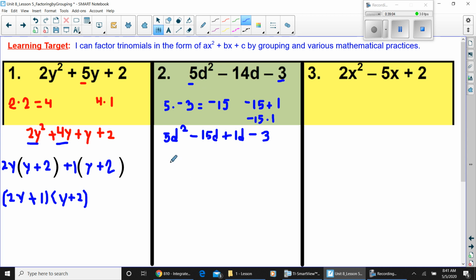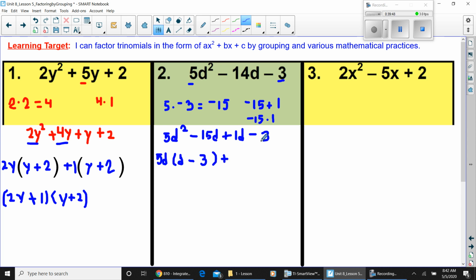Now I am going to factor out. First set, 5d squared minus 15d. Obviously 5d is the greatest common factor there. 5d times what equals 5d squared? 5d times d equals 5d squared. 5d times what equals negative 15d? 5d times negative 3 equals negative 15d.